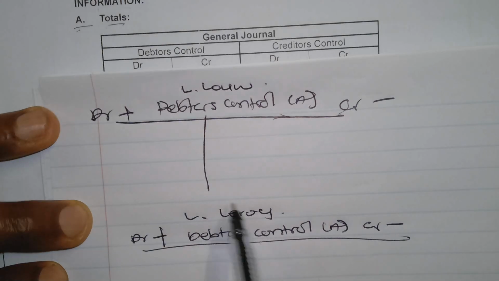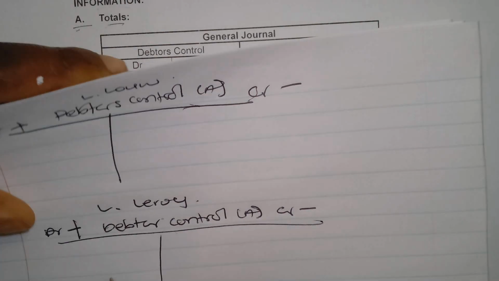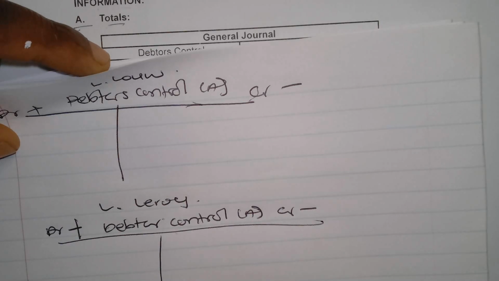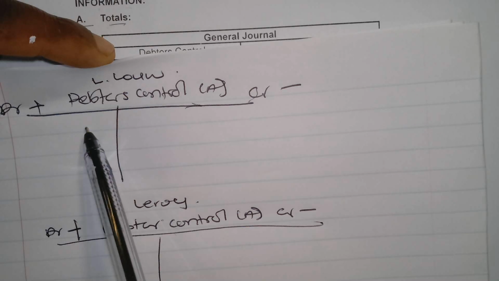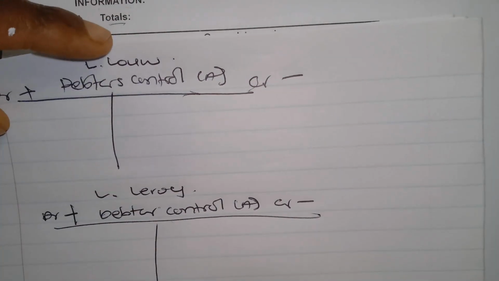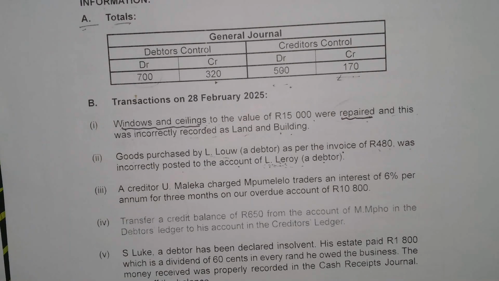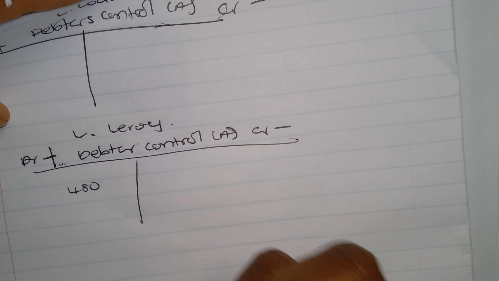So now, if this guy finds out that we said that he took stock from us for 480, he wouldn't be happy because he's not the rightful person for that stock. The person that took the stock was L Low. So we must increase his debtors control here. So we will start with the incorrect entry. The incorrect entry was incorrectly posted to L Leroy. So incorrectly posted, go to the plus side. 480. There we have it.